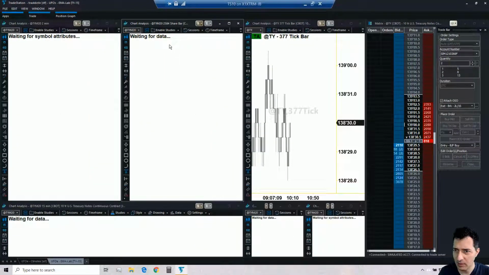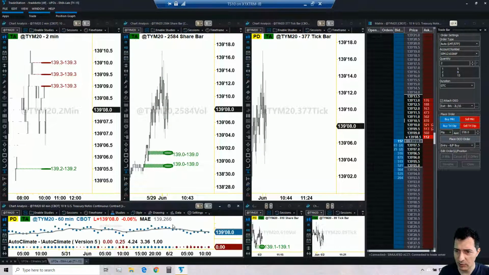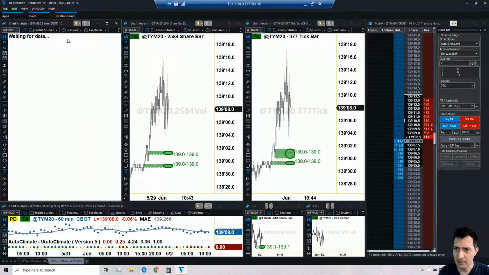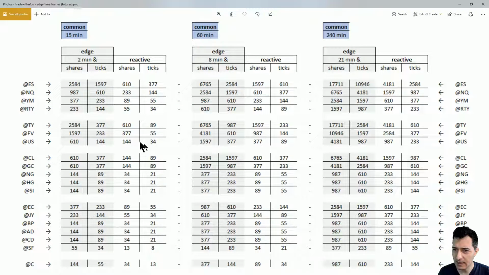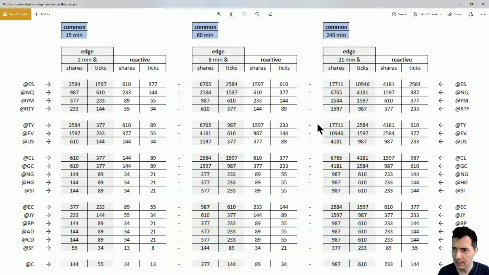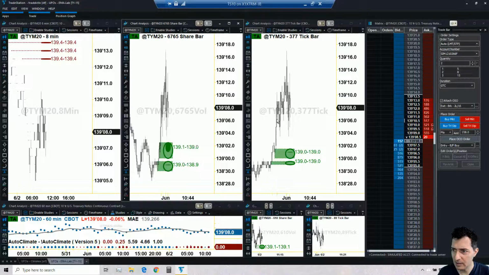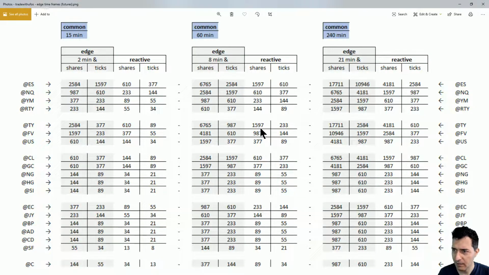First of all, I need the right symbol. Second, for the TY, we are using the 60-minute time frame. Below it says 15, and I'm going to change that to 60. The 2-minute time frame should be the 8-minute time frame. Then we are looking at 67.65 share bars, so 6765 share bars, 89, and 987 tick bars. We only need a few bars on the chart for these, and then the reactive time frames 1597 and 233.